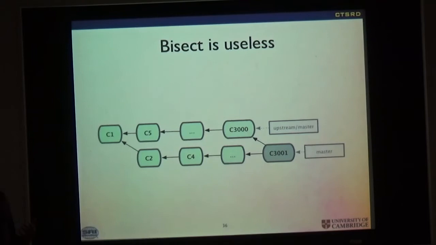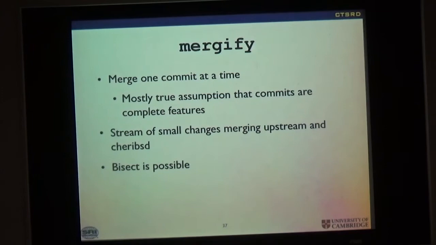So I've created a tool called Mergify, because I was feeling that way that day, which merges each commit one at a time. The nice thing is you're now blending the stream of changes together, and you're taking each commit to FreeBSD, which you can think of each one of those as a feature. It's not strictly true, but I think that's a good model. So you're merging each of those features in one at a time. And other than the fact that some of them don't compile and things like that, it's basically the right model.